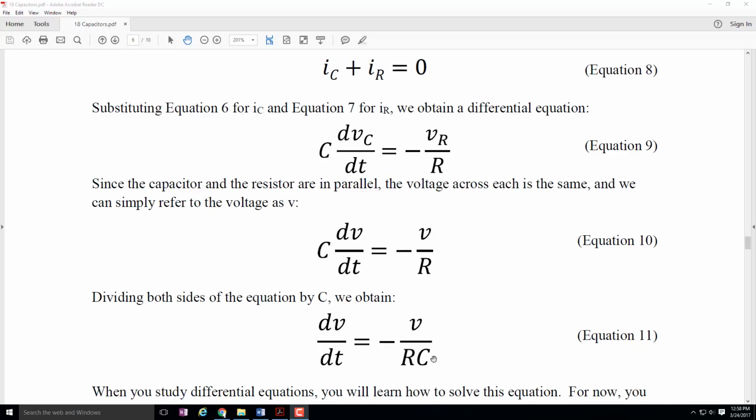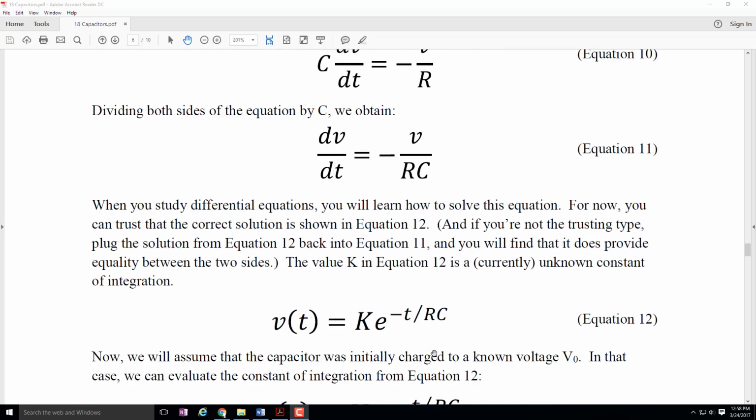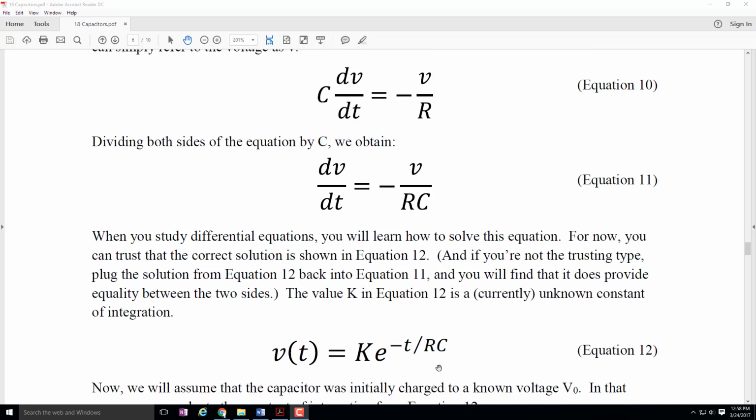Now, if you have studied differential equations, you know how to solve this problem, but you probably haven't. So you kind of have to take my word for the fact that this is the solution to that equation. Equation 12 is the general form of a solution to the equation that's shown in equation 11.